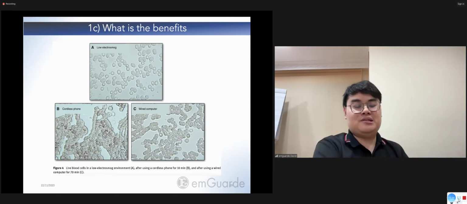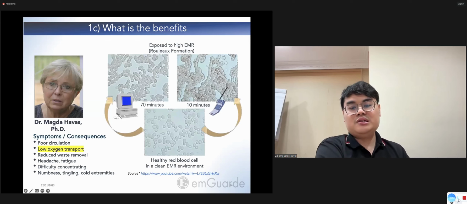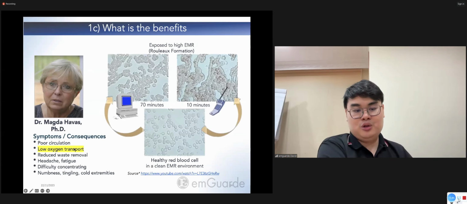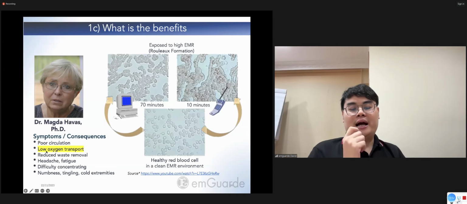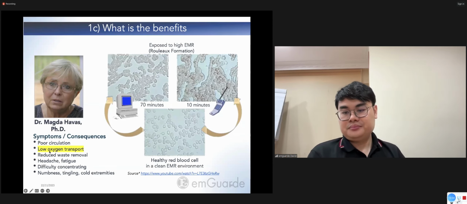And what's going to happen is this. All this rouleaux formation is going to bring consequences or symptoms to the human body, including poor circulation and low oxygen transport. I want you to focus on the yellow highlighted symptoms.